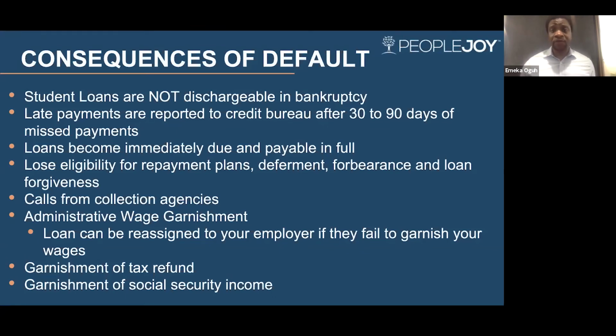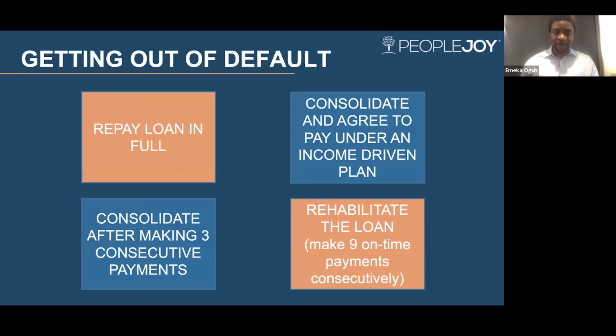One thing to note: if you are in wage garnishment, during the CARES Act suspension, collection agencies cannot garnish your wages. So if your wages are currently being garnished, contact your HR department and let them know that the collection agencies cannot garnish your wages. Federal loans cannot be garnished through September 30th because of the CARES Act. So it's one benefit there.